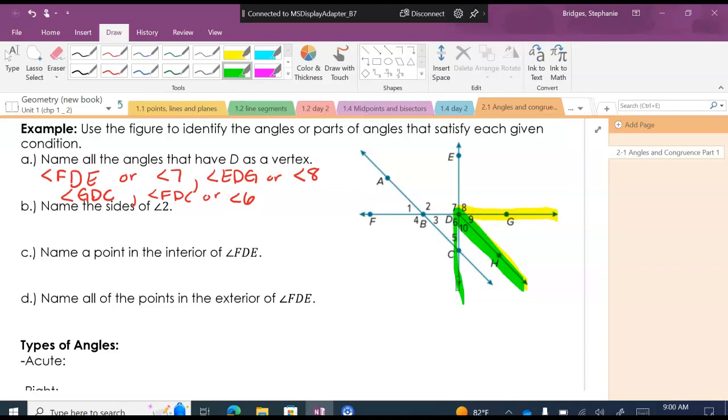So what I want you to do is find angle 2. Everybody look at the picture. Find angle 2. Name the sides. That means name the rays that form that angle. Look in your picture. Look at angle 2. All right, name the sides of it. They are named as rays. Remember, rays start with the endpoint and go through any other point in my angle.